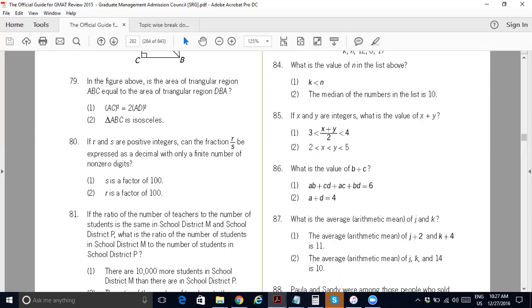And 100 is 2 squared times 5 squared. So that means it is a terminating decimal, because we have only 2's and 5's in the denominator. Okay, fine. I just wanted to confirm why. And then, 148.